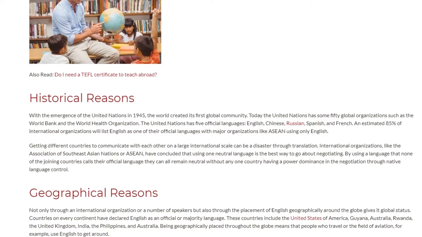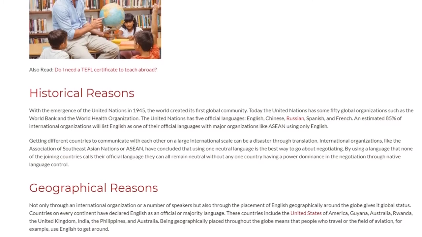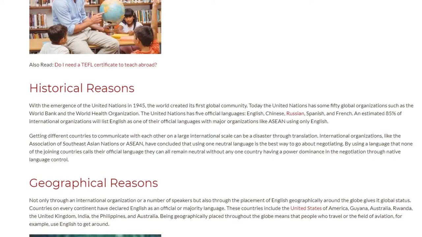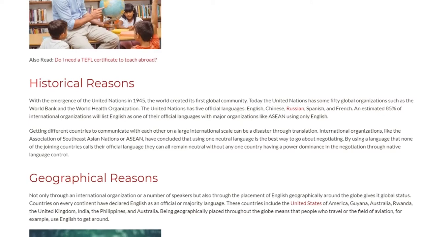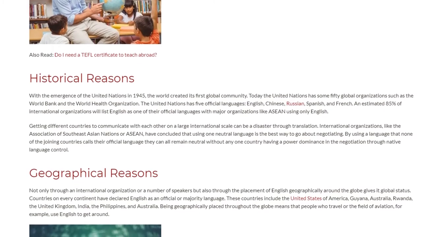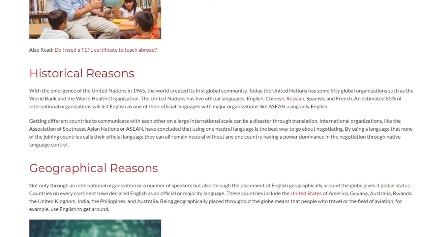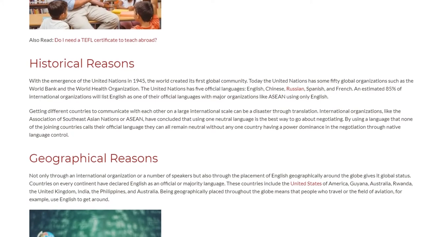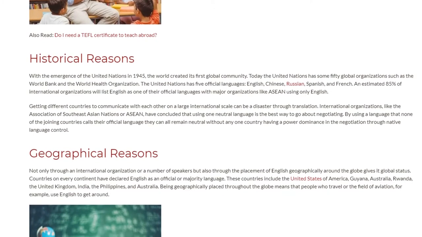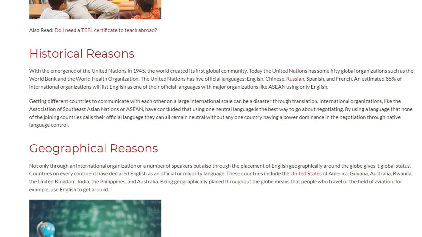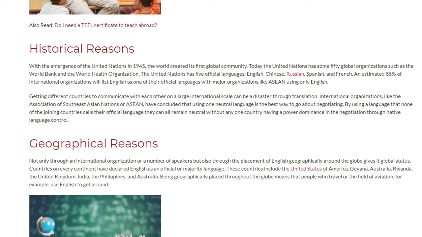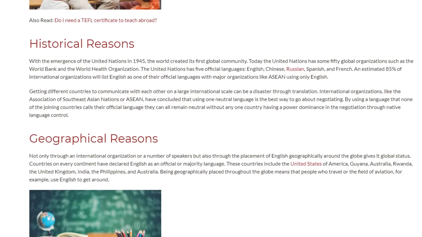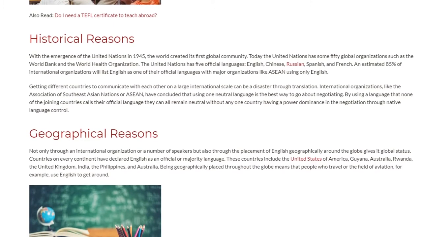Getting different countries to communicate with each other on a large international scale can be a disaster through translation. International organizations, like the Association of Southeast Asian Nations or ASEAN, have concluded that using one neutral language is the best way to go about negotiating. By using a language that none of the joining countries calls their official language, they can all remain neutral without any one country having a power dominance in the negotiation through native language control.